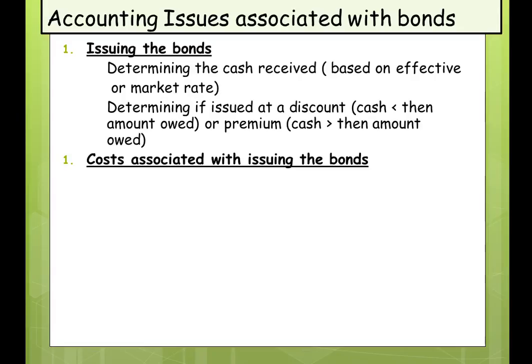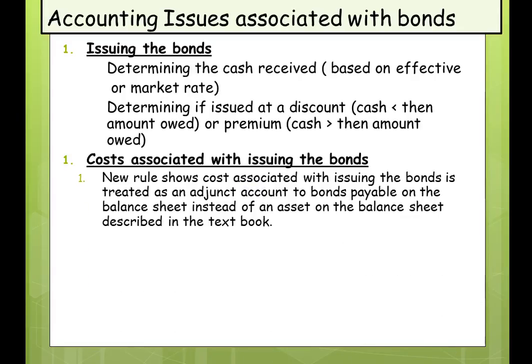The other thing we need to look at is costs associated, and what I want to mention here is the new rule. It used to be that any costs, such as the cost of issuing the bond certificates and any legal fees, were treated as an asset on the balance sheet. Well, now instead they are treated as an adjunct account to bonds payable on the balance sheet.